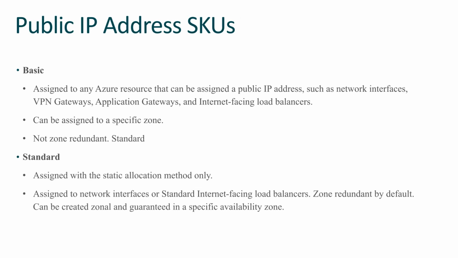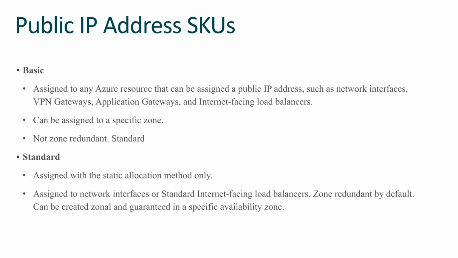Public IP addresses come in 2 forms, basic and standard. A basic public IP is essentially the legacy form of an Azure public IP. They can be assigned to a specific zone. They're not zone redundant. So it's something that you'll assign, they'll be there in that one zone in that one Azure region, and they'll stay there. And these can be assigned to any interface, VPN, or app gateway.